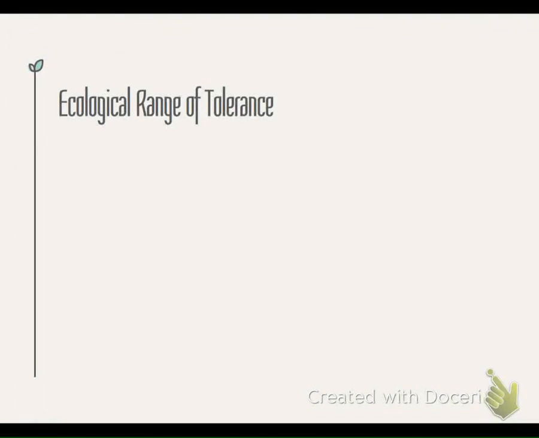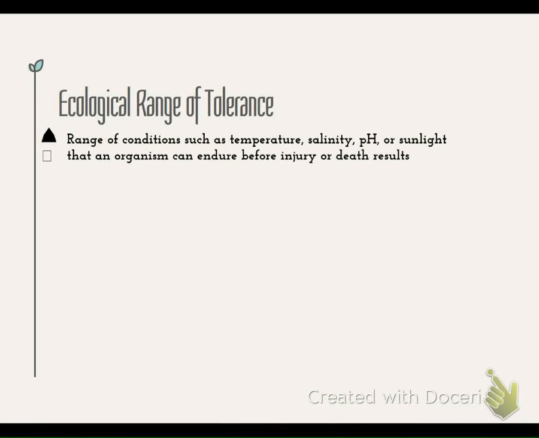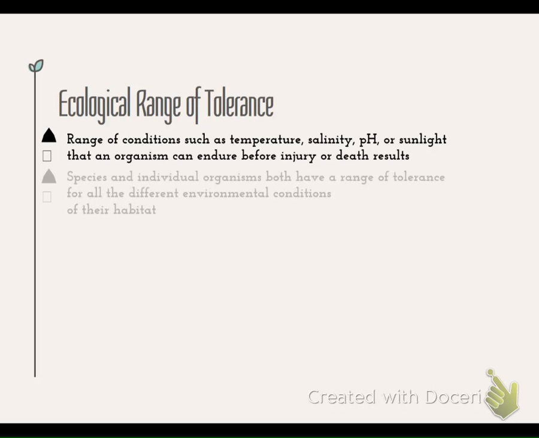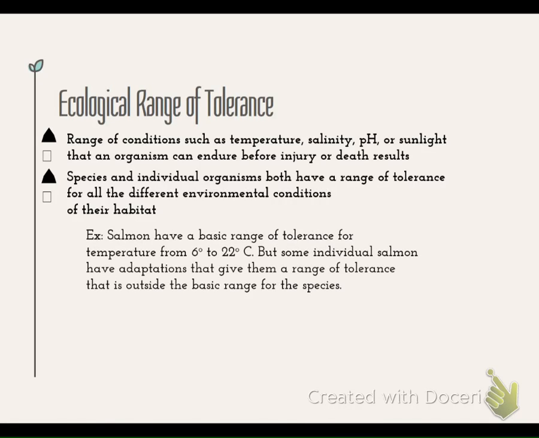So ecological tolerance, what does that mean? Range of tolerance would be such things as what is the range of temperatures, salinity or salt concentration, pH, or sunlight that an organism needs or can endure before they die or are severely injured or unhealthy. So, for example, different species have ranges of tolerances for their habitat. For example, salmon have a basic range of tolerance from 6 degrees to 22. However, there are some salmon that, because of genetic differences, are able to live outside of that range.